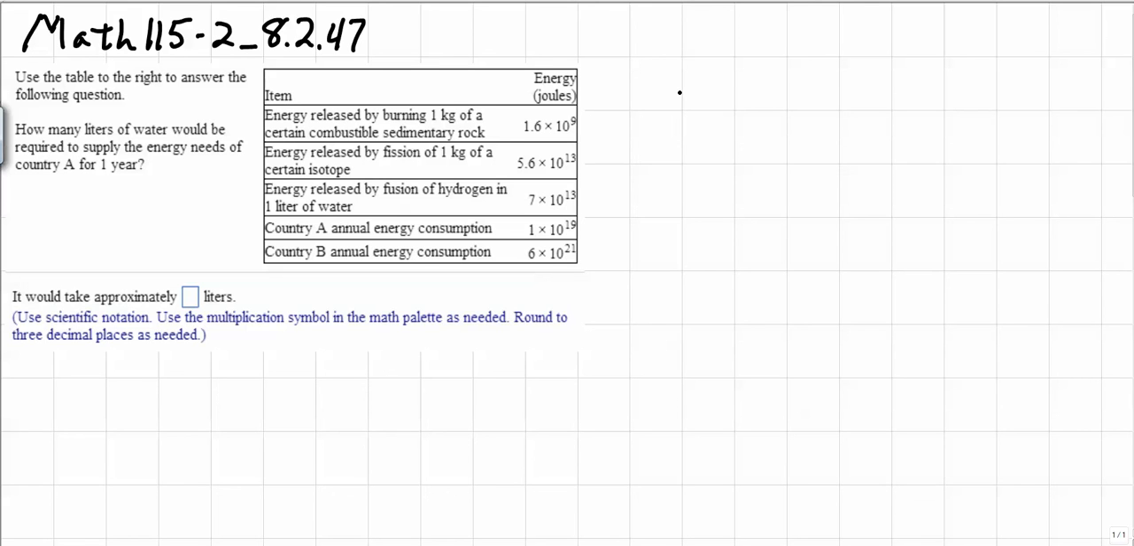Use the table to the right to answer the following question. How many liters of water would be required to supply the energy needs of country A for 1 year? And then we're going to use this table right here to answer the question down here. And it would take approximately how many liters?